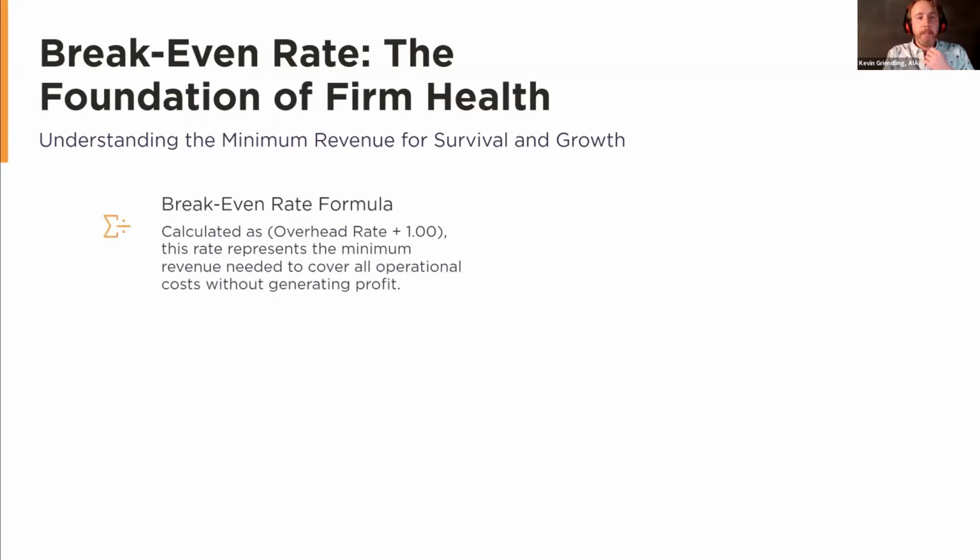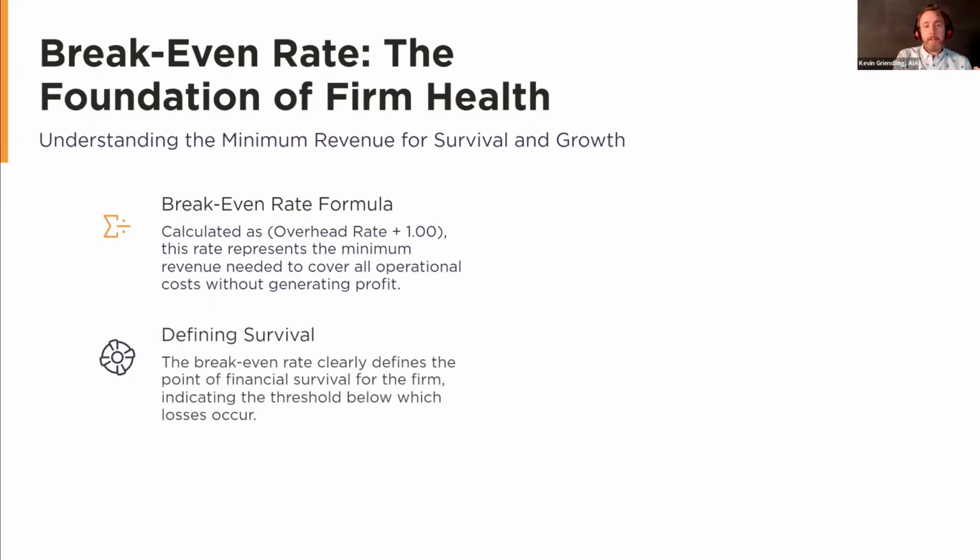So let's understand this one as essentially: your break-even rate formula is your overhead rate plus that 1.0, which is your salary expenses. This is what you need to cover all operational costs, no profit, just to survive. This is the key line. Like I said, if nothing changes in your firm, your break-even rate does not change. You can change your profit goal, but your break-even rate will stay the same unless something materially changes in the financials that support your firm.